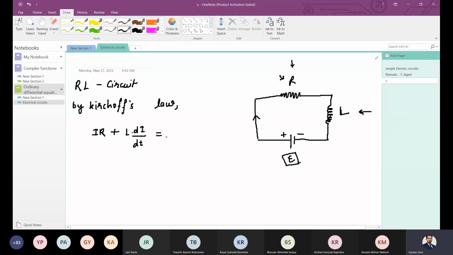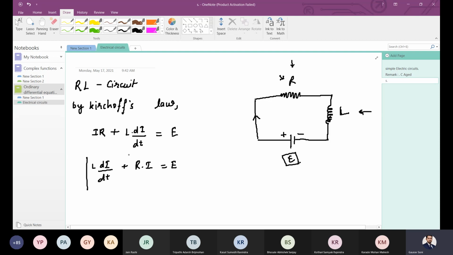And this total voltage drop across this circuit has to be equal to the applied electromotive force. So what have we got? L into di by dt plus R into I is equal to E.